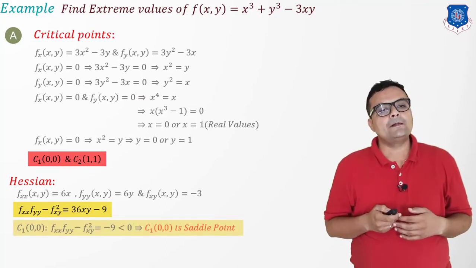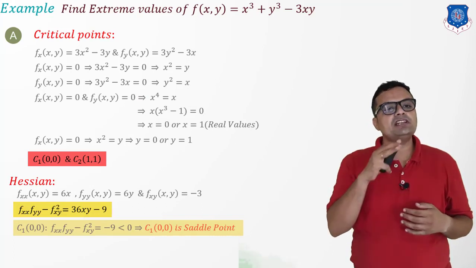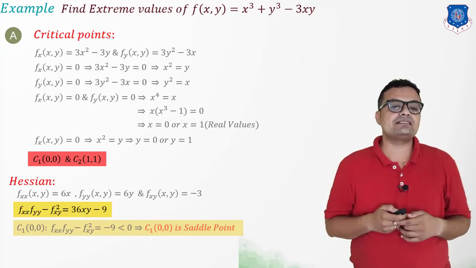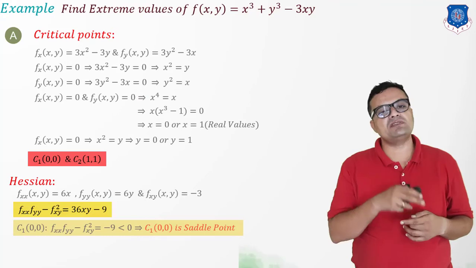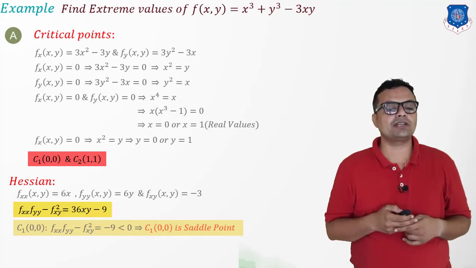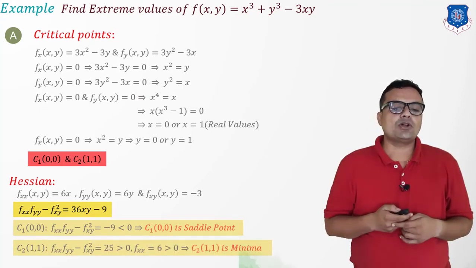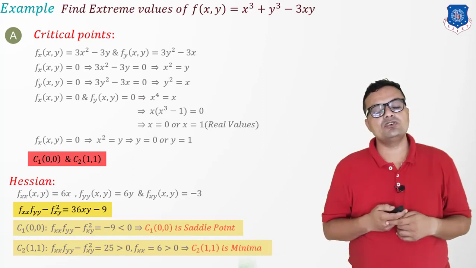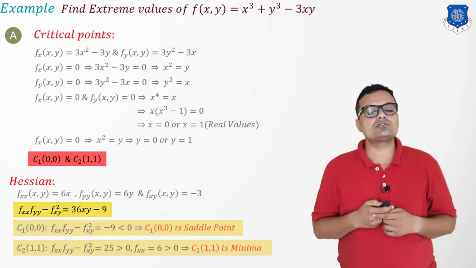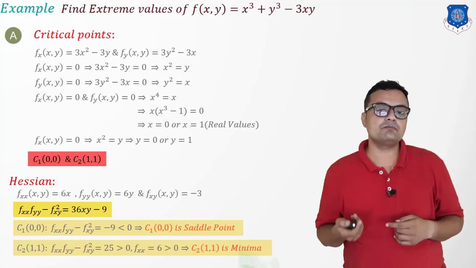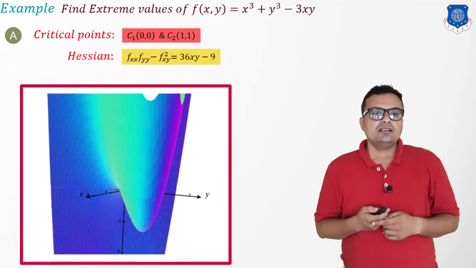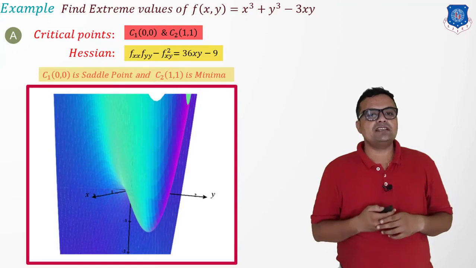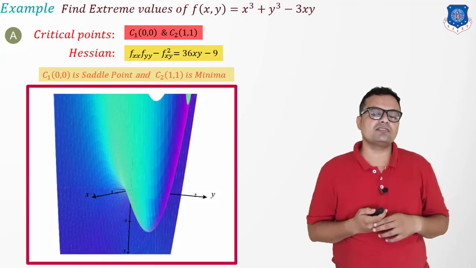Therefore, the value of the Hessian at the first critical point is negative, which means at the origin my function is attaining a saddle point. And at the point 1, 1, the second critical point, its value is greater than 0 and f sub xx is also greater than 0, and that means it is minima. So now you can clearly see the whole structure graphically.